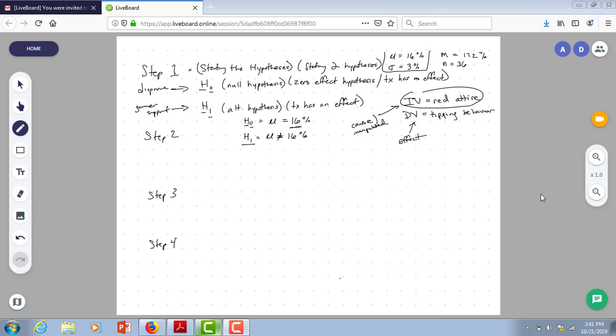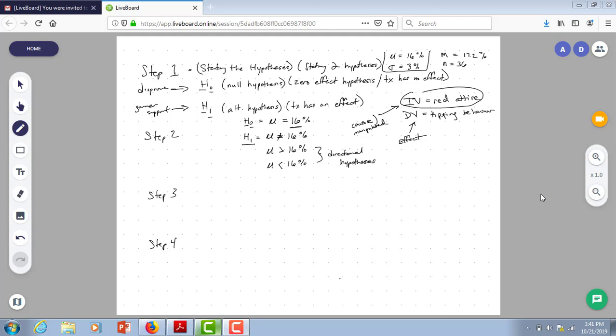But there are instances where the researcher can specify a direction of the effect. So in other words, the researcher could elect to say that tipping behavior is going to be significantly higher than 16%, or the researcher could elect to say that tipping behavior is going to be significantly lower than 16%. These are called directional hypotheses because they indicate a direction. They're specifying a significant increase or a significant decrease.